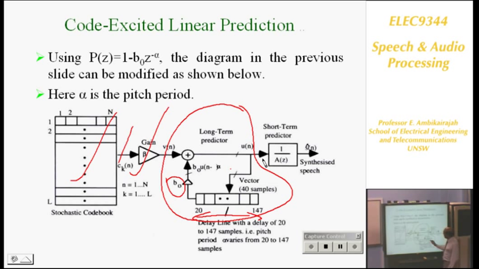Now you can say this is also a code book, correct, with starting index from 20 to 147 rather than from 1 to L, but each position would have 40 samples, and we have got a gain b naught, and it's being added at that point. So we can redraw this diagram using this also as a code book. Okay, so now the LPC diagram changes into a different form.